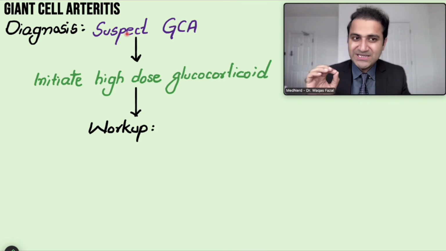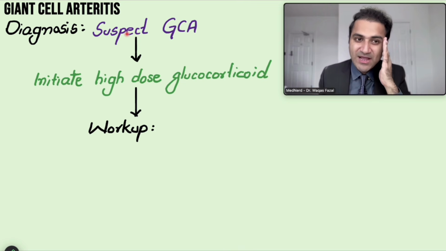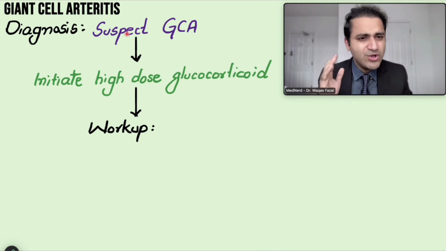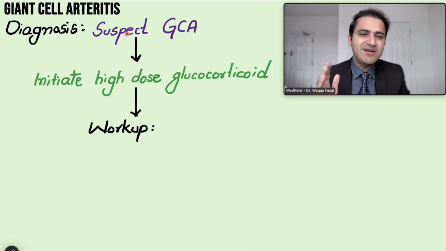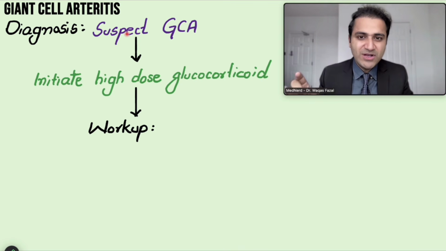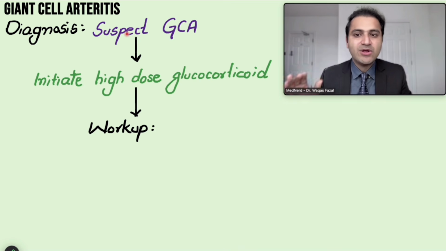Therefore, if you suspect that an old lady has come to you with a headache over the temples and there is a tender temple, that patient has never experienced a headache like this before, and you suspect this is giant cell arteritis, start high dose glucocorticoid in that patient, because there is no harm in doing that. But if you miss a giant cell arteritis headache and the patient loses the vision and you have not given high dose glucocorticoids, then the consequences for you will be very bad. Therefore, do not wait for workup and initiate high dose glucocorticoids. I cannot stress this point enough. This is a very high yield point.